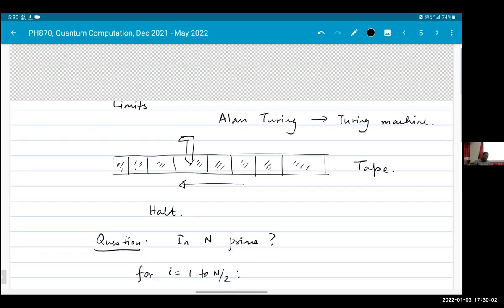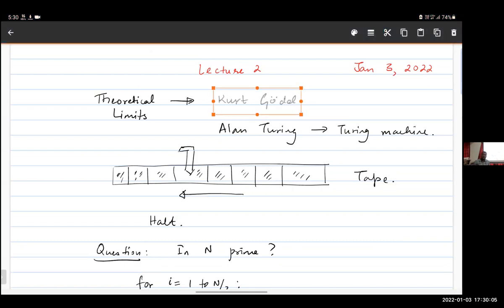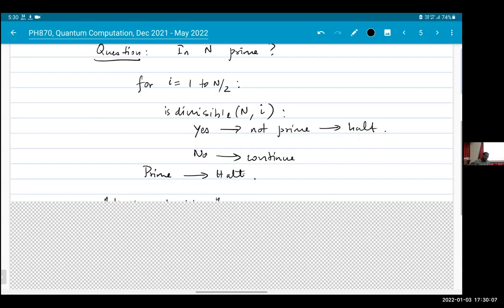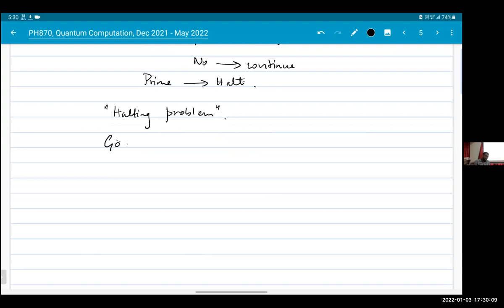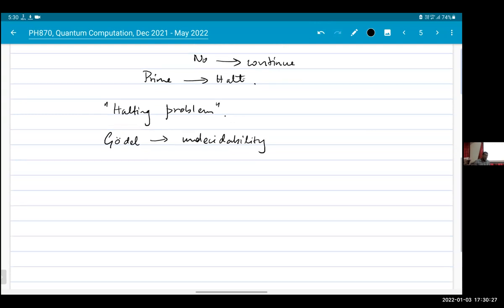But what Gödel showed, right, Gödel is famous for showing something that goes by the name of undecidability. Gödel's undecidability principle, which is a statement that there exist propositions.